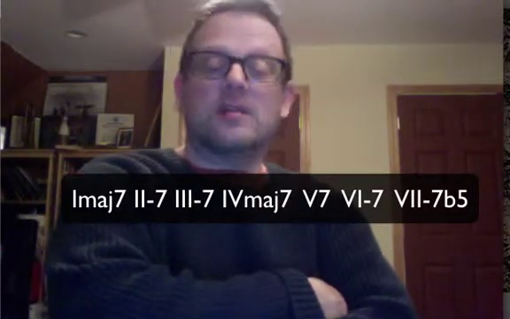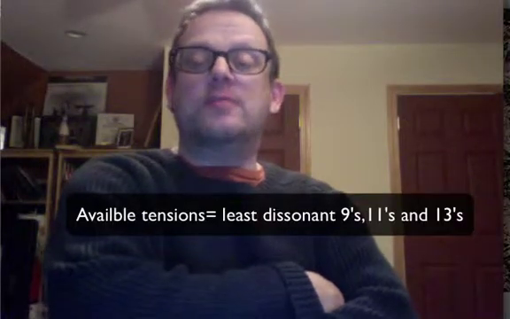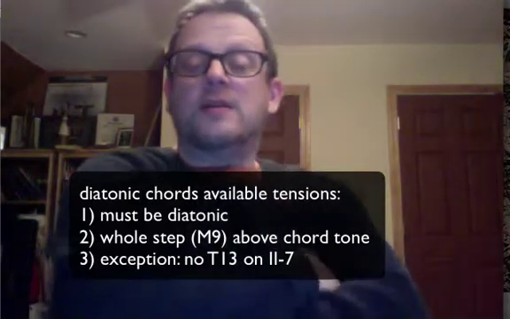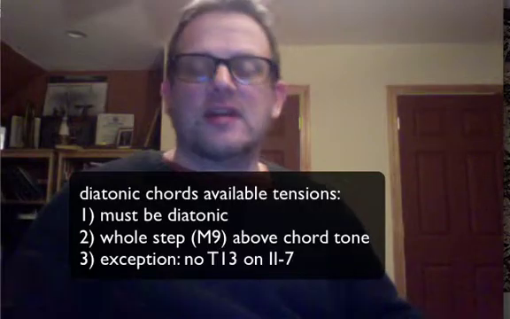the 7 chords of C major, the 1 major 7, the 2 minor 7, 3 minor 7, 4 major 7, 5 dominant, 6 minor 7, and 7 minor 7 flat 5, that when you play any of those chords, if we're looking for available tensions, that means non-dissonant 9s, 11s, and 13s, that they have to be a whole step above the preceding chord tone, a major ninth, and that they have to be diatonic first. So diatonic and then a whole step above, and those are our available tensions, and they're all forms of that key, of that C major.